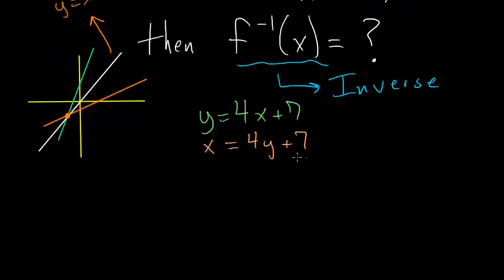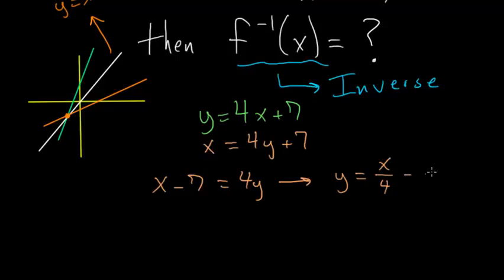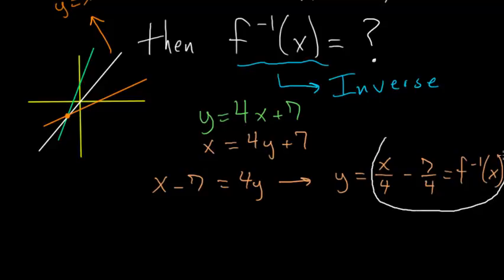So we can subtract 7 from each side so that we have x minus 7 is equal to 4y. And then dividing each side by 4, we have that y is equal to x over 4 minus 7 over 4. And this is equal to our inverse function. So our final answer is that x over 4 minus 7 over 4 is the inverse of our original function f of x.